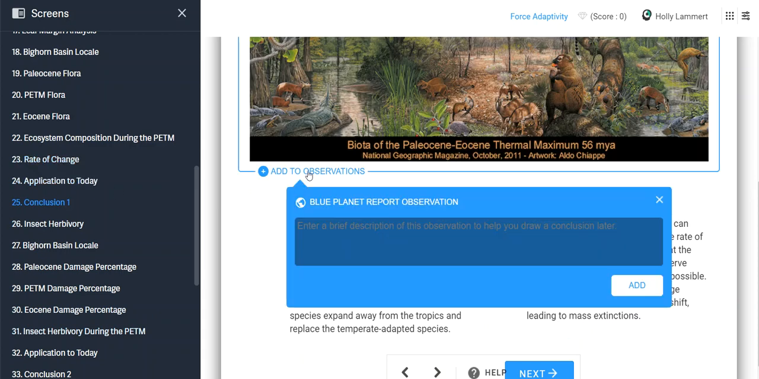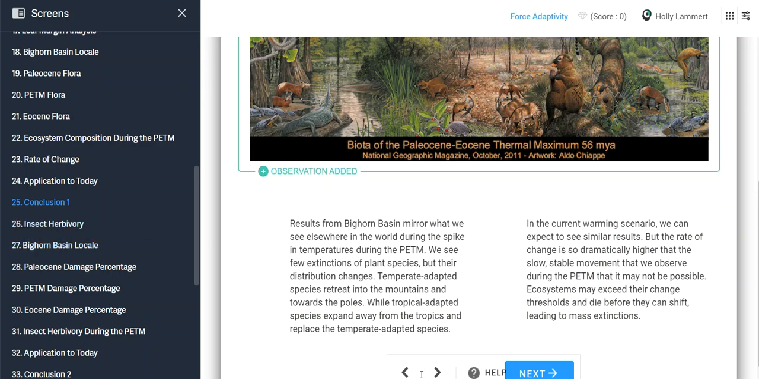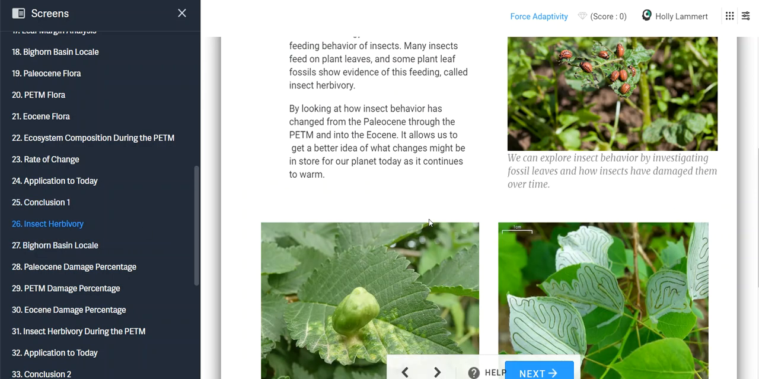So I'm going to add this one to my observation, and I'm going to write something along those lines. Temperate species move towards the poles, and tropical species adapt during the PETM event forming. Okay. And please be more specific than that if that helps you for the next round.